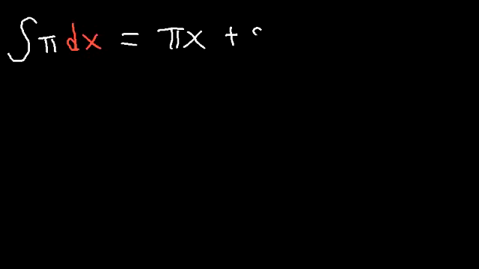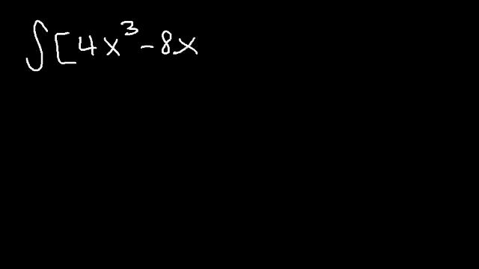Now, what is the antiderivative of pi dx? What do you think the answer is going to be? Now, pi is a constant, so it's simply pi times x plus c. Now, what about this one? What if we have three terms? What is the antiderivative of 4x cubed minus 8x plus 6?